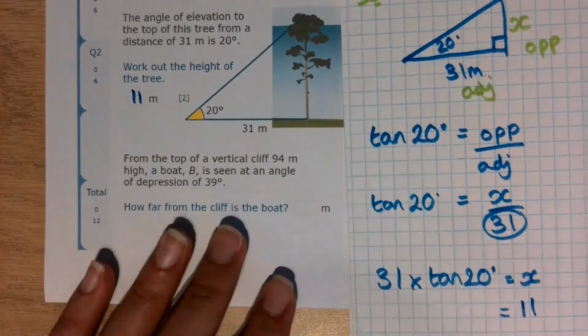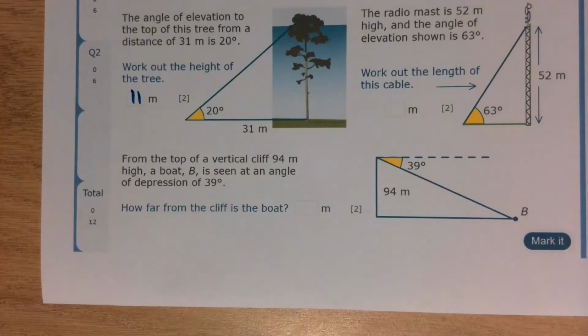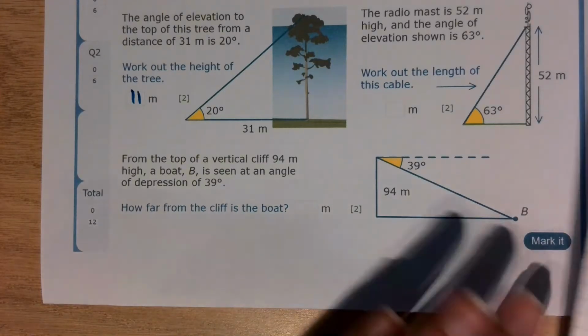So what I did there is I completely blocked out the fact that it was a tree, that it was grass, that it was high. I just drew myself a triangle and worked out what I needed.